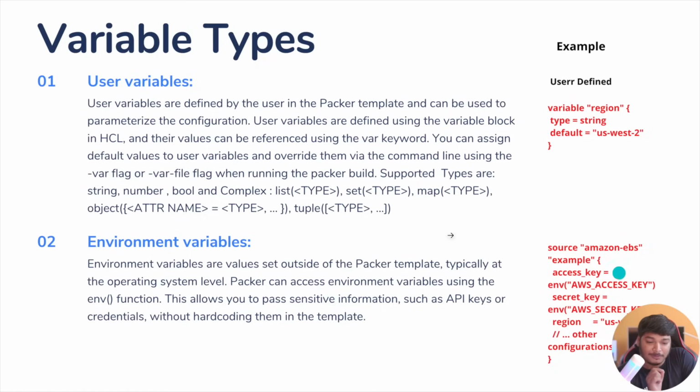So in source amazon-ebs example, I'm supplying the access key and secret key. Okay, these two things, which are super secret, as env. So instead of defining a user-defined variable using that variable part, we are just using the env function to pass on these two, the AWS access key and secret key, directly from the environment variable, or from the OS. Okay, that we can do. These are the two ways.